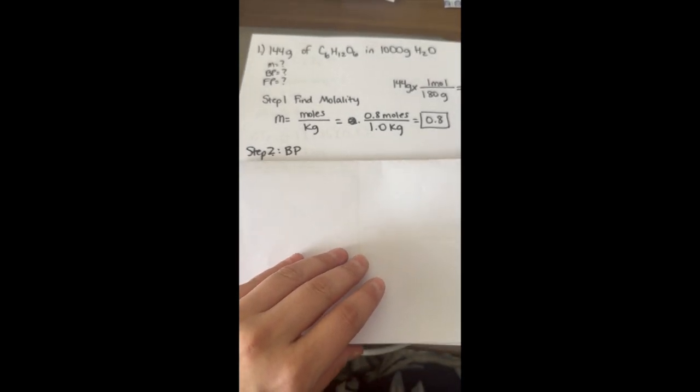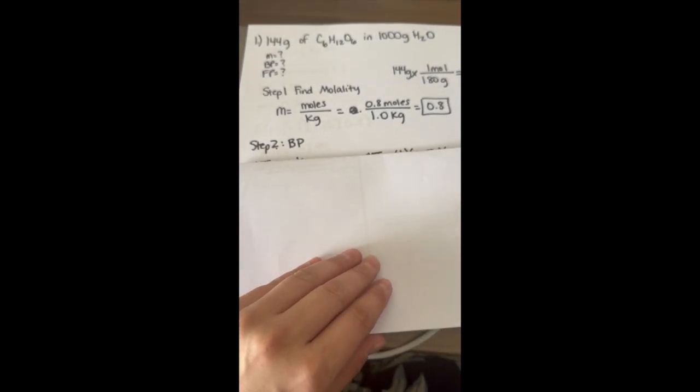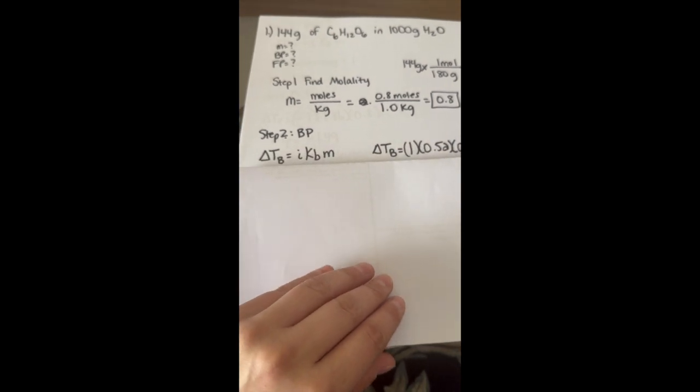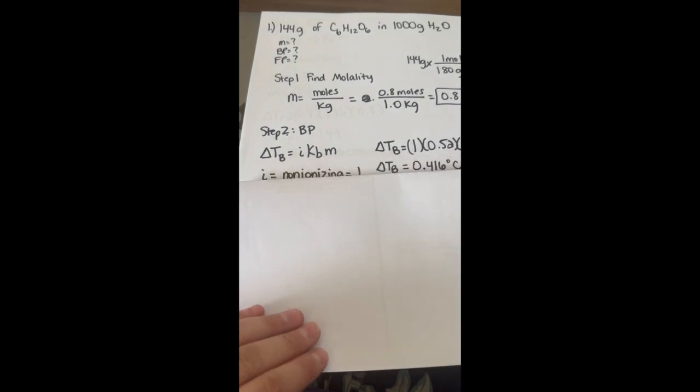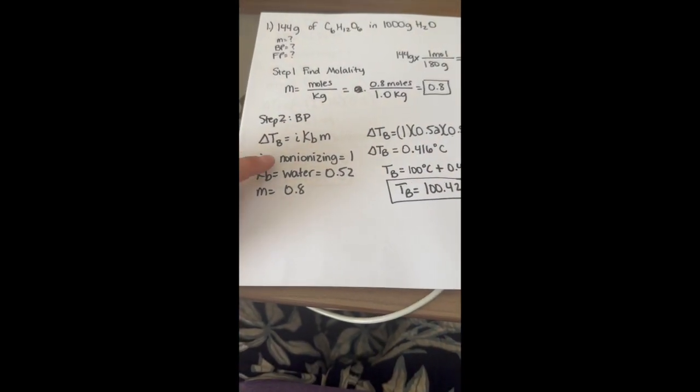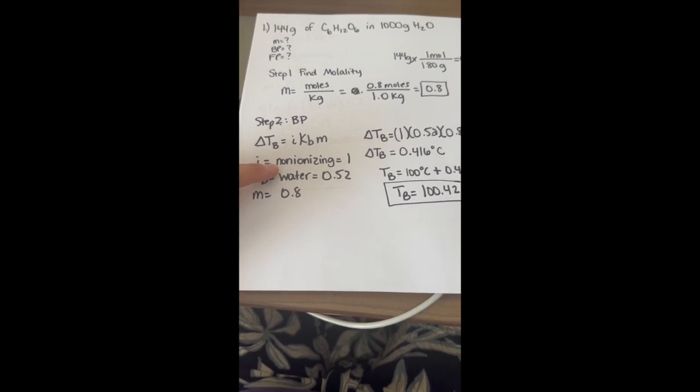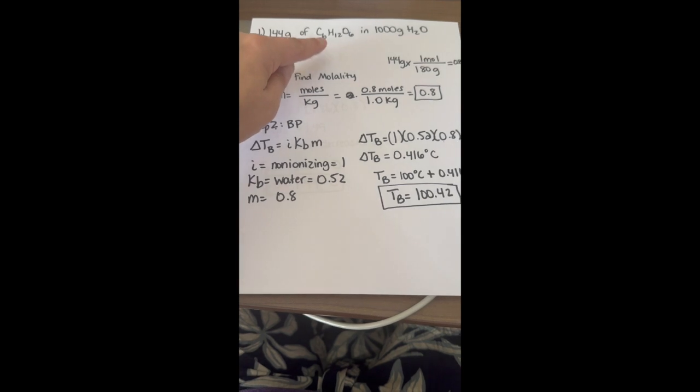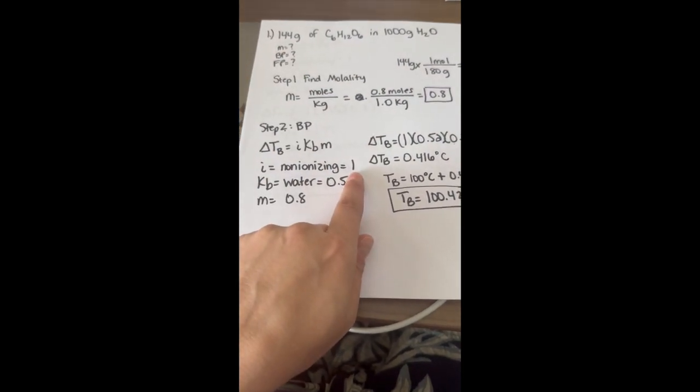So that's step 1. Step number 2, we're going to do our boiling point first. We know our equation right here: our change in boiling point is our ionization factor times our Kb times our molality. We can figure out each of these pretty easily. Our ionization factor, we're told in the problem, is non-ionizing, so that means it doesn't break apart. It's all going to stay as 1 unit, 1 particle. So our ionization factor here is just 1.